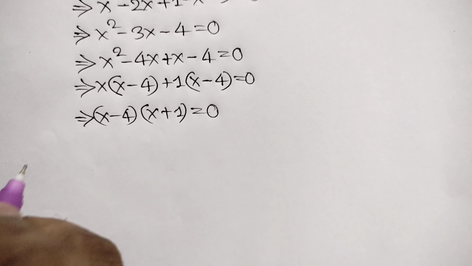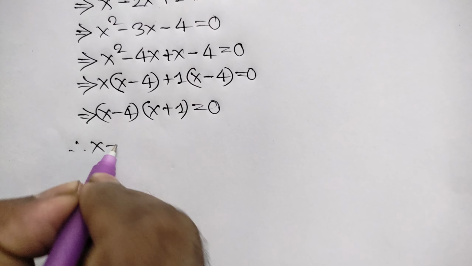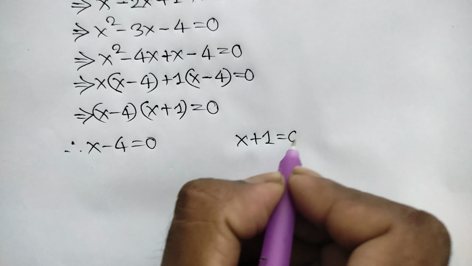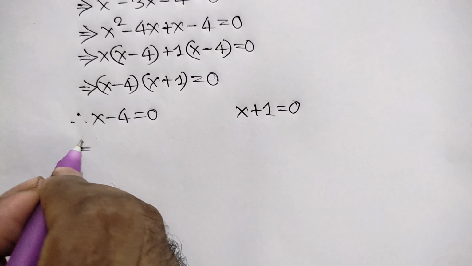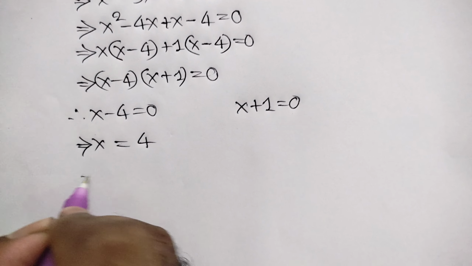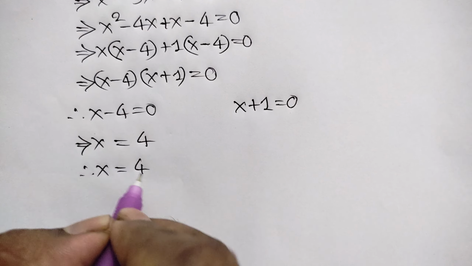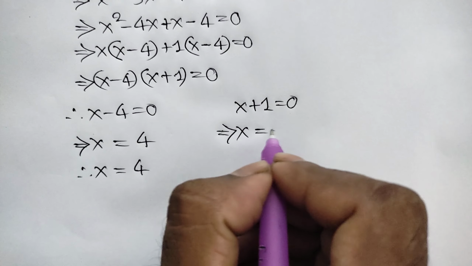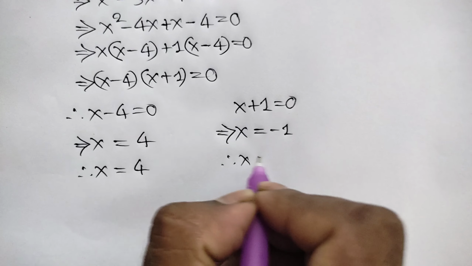Now from here we have two solutions, so we can write x minus 4 is equal to 0, or x plus 1 is equal to 0. Taking this negative 4 to the right side, we will get x is equal to 4, and taking this positive 1 to the right side, we will get x is equal to negative 1.